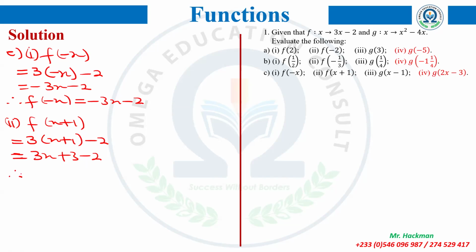I can draw my conclusion there. Therefore, my F of X plus 1 will be equal to 3X plus 1. These two are like terms, so 3 minus 2 will give you plus 1. You are done. All correct?